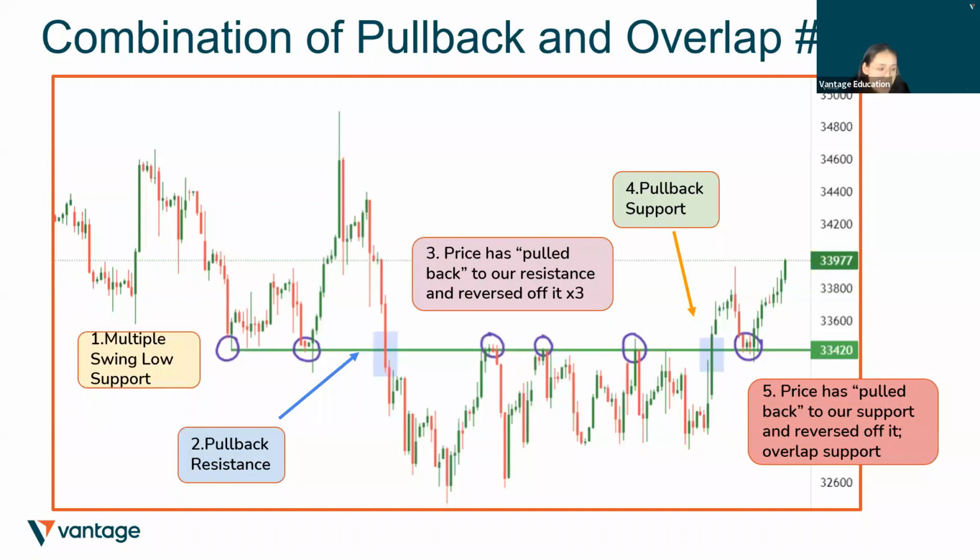Overlap actually is simply that a swing low and a swing high are in line with each other. So confluence of resistance and support, actually yes, in a way you could say that, yes.